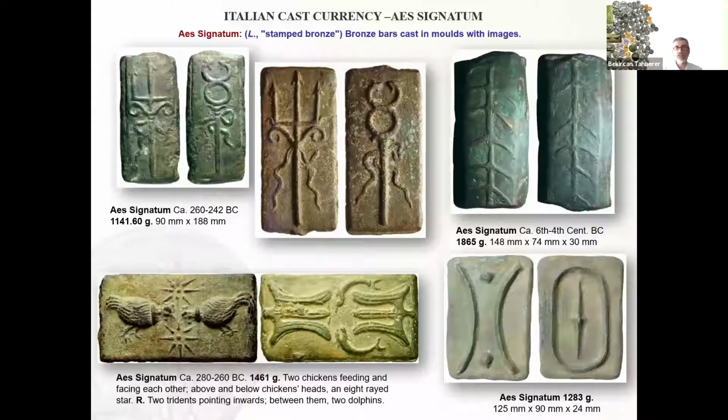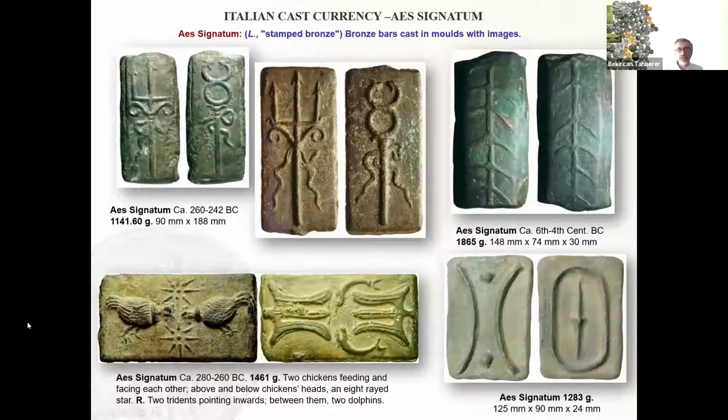And the existing examples simply tell us that they had created multiple dies, and they continuously cast these from different dies. They were all perishable dies, of course. They were all clay dies, and they were casting. Once you cast one, it disappears, and you have to create another one. But they did those and created the aes signatum.